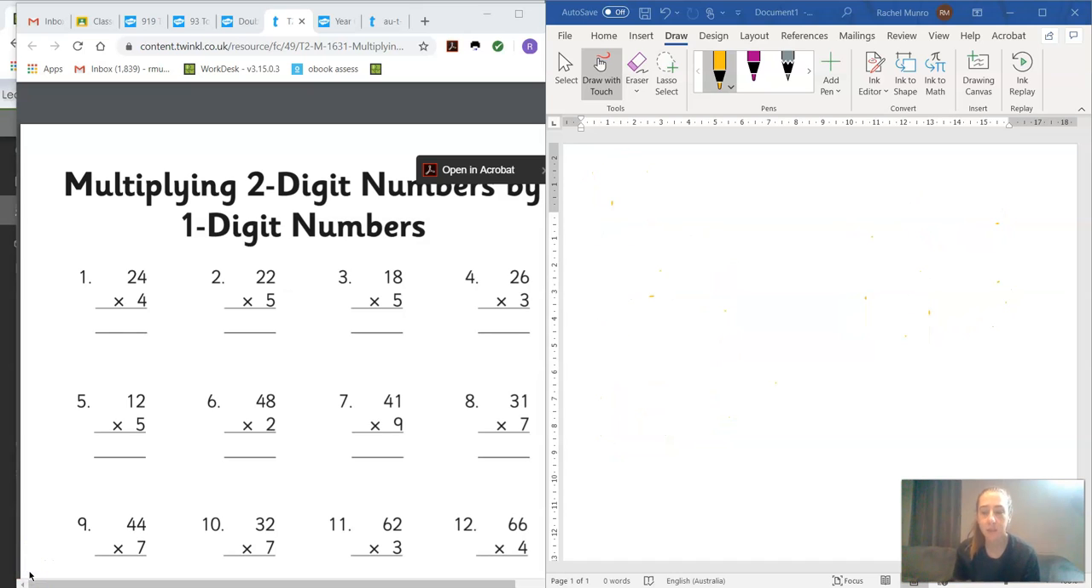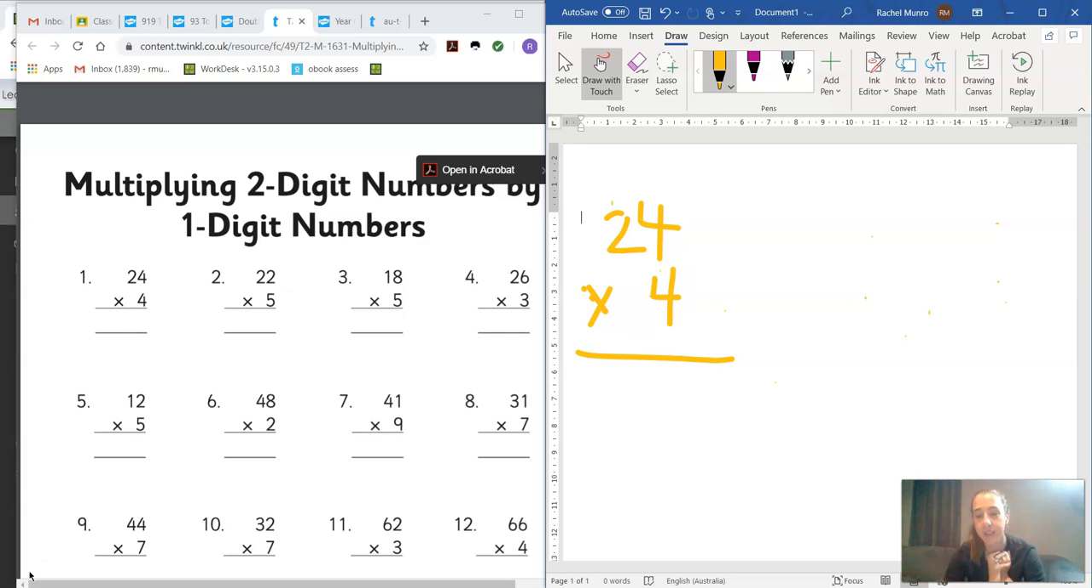All right, team, let's start by talking about multiplying two-digit numbers by one-digit numbers. I think it's important for us to understand how to do that properly before we start trying to add in decimals and things like that. So let's have a go at doing the first question. So we've got 24, and we're going to multiply that by 4. Essentially what we're looking for is 4 groups of 24.